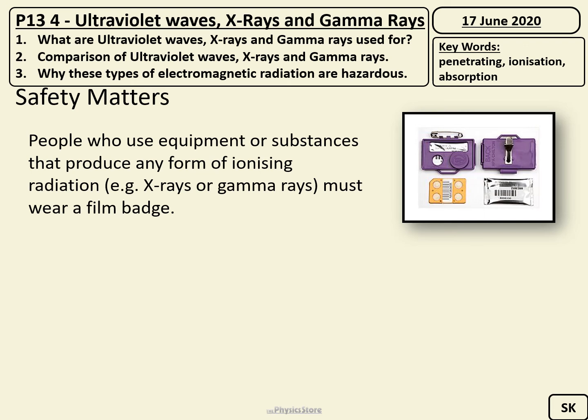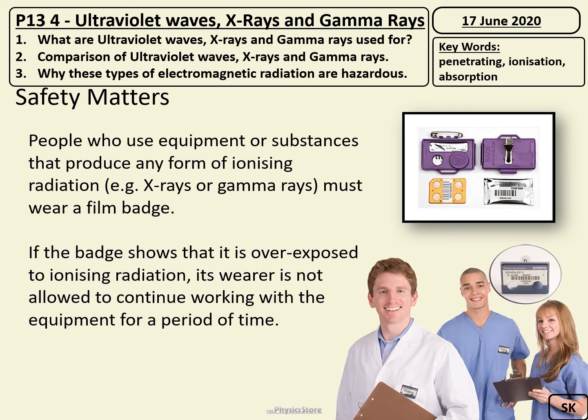People who use equipment or substances that produce any form of ionising radiation, for example X-rays or gamma rays, must wear what is known as a film badge, which is shown in the first picture on the right hand side. If the badge shows that it is overexposed to ionising radiation, its wearer is not allowed to continue working with the equipment for a period of time, so that's the safety of protecting them from the radiation.